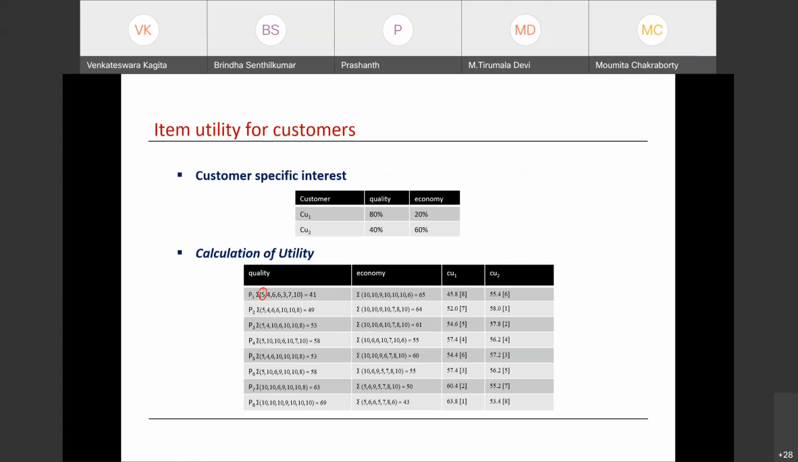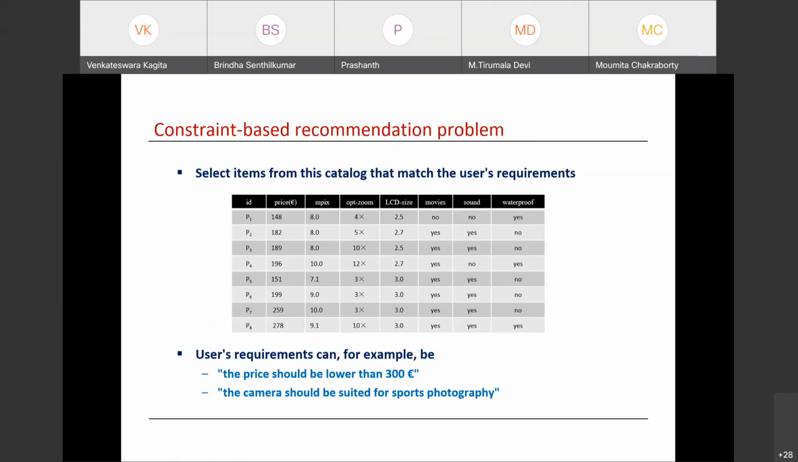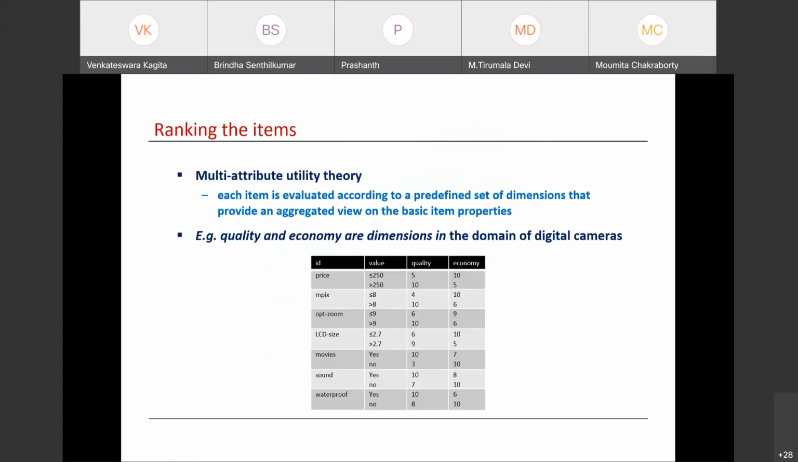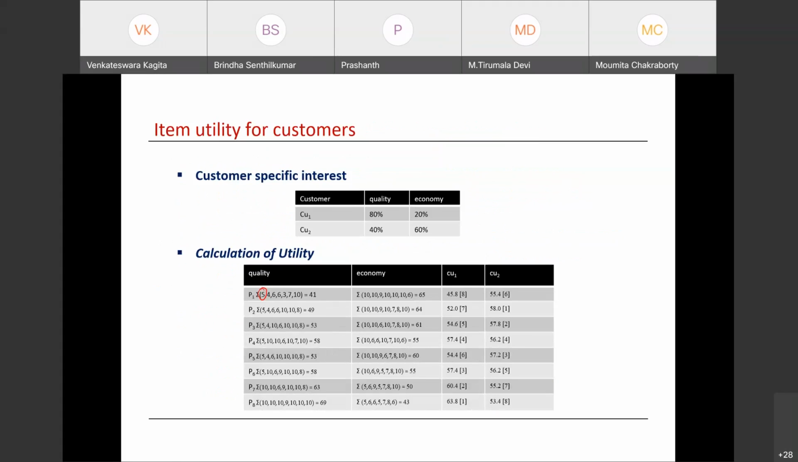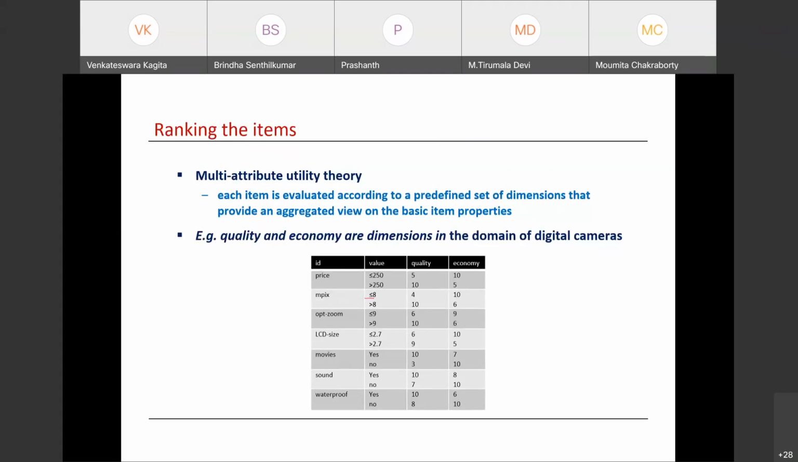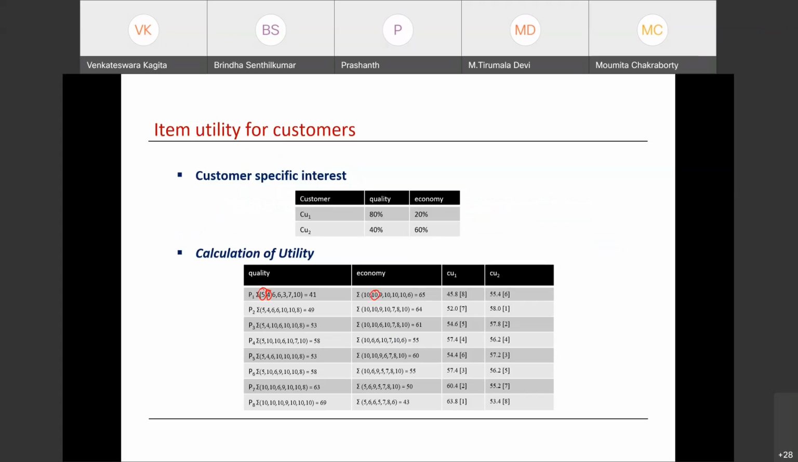Okay. So the next parameter is what? The next parameter is MPix. The rules are, if MPix is less than or equal to 8, then it is 4. Otherwise it is 10. So what should be the value for camera 1 on the quality parameter? Should it be 4 or 10? It should be 4. And simultaneously look at the economy parameters also. Economy is 10, right? Quality is 4, economy is 10.